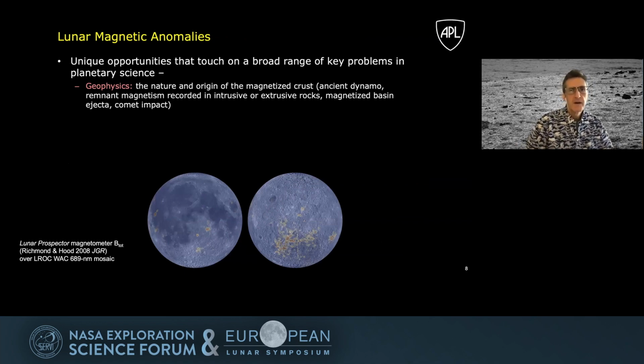So, among the unique opportunities that are presented here, we can look at problems in planetary science, including geophysics. What is the nature and origin of the magnetized crust? Does it involve an ancient dynamo and remnant magnetism recorded in intrusive or extrusive rocks? Or could these magnetic anomalies be related to field amplification effects associated with plasmas, associated with basin forming or comet impacts?